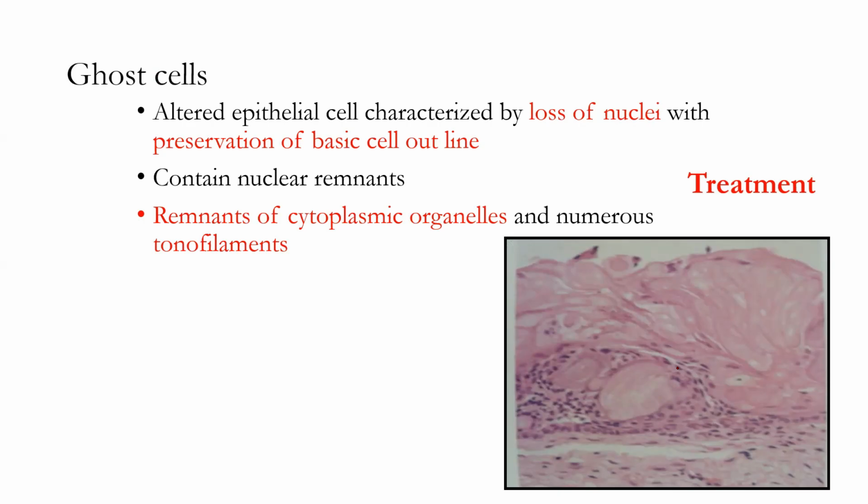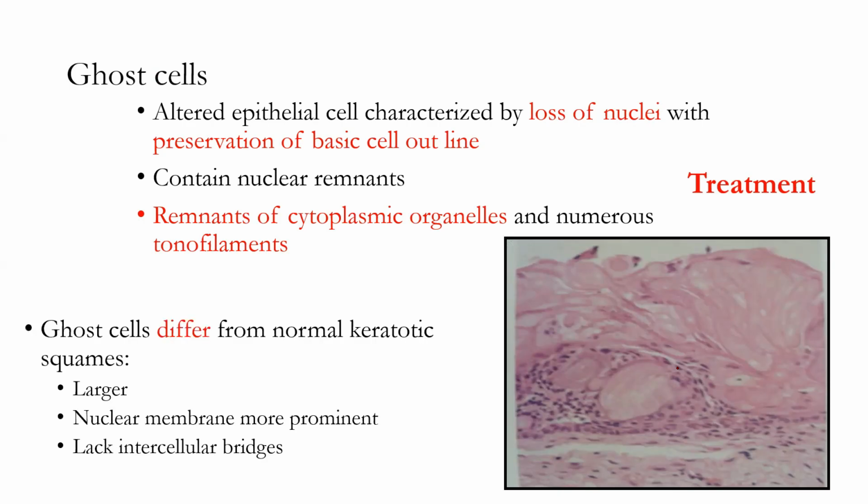You must differentiate the ghost cells from normal keratotic squames. Because they're bigger in size, the nuclear membrane in ghost cells is more prominent, and they lack intercellular bridges, which can be seen in association with keratotic squames. So that's how you differentiate the two. And the treatment normally for a calcifying epithelial odontogenic cyst is enucleation.